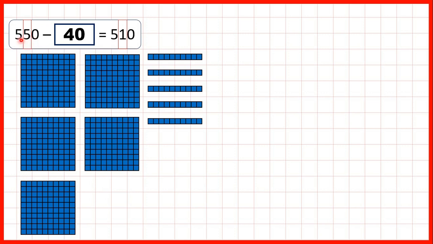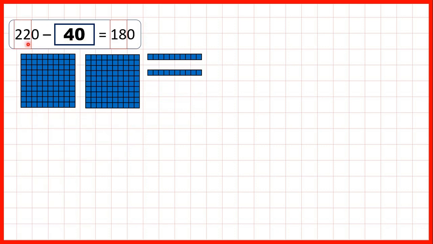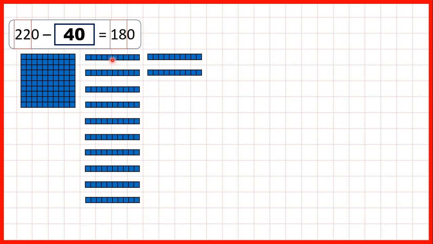For this first one, we started with 550, so 5 hundreds and 5 tens. But then, to get 510, we need to take away 4 of our tens. And because it's 4 tens that we're subtracting, our missing number is 40. Then we started with 220. If we exchange one of our hundreds for 10 tens, we can subtract 4 tens to leave us with 108 tens. So because subtracting 4 tens gave us our answer, our missing number is 40.